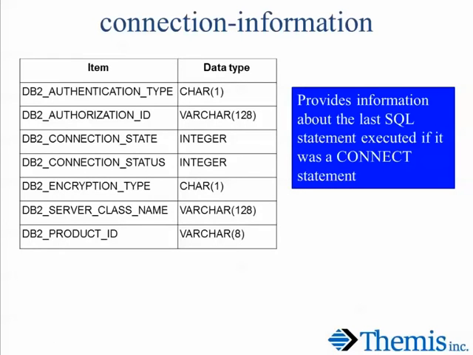Okay. Connection information. This is the information that's provided about your connect. So if you issue a connect, then you may want to know what the authorization ID is. And you can retrieve that with the GET Diagnostics by asking for the auth ID to be moved into a varchar of 128. If you want to know the connection status, you can get the status indicator and move that to DB2 connection status and move it to an integer variable. And so this is the connection information and is retrievable after a connect statement.